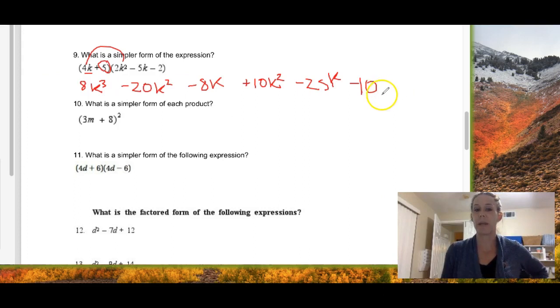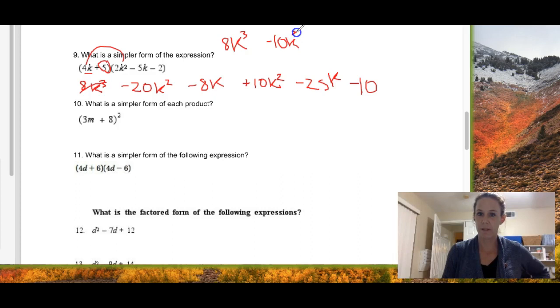Now I need to just combine my like terms. I have a k cubed, but I don't have any other k cubes. So I'm going to write 8k cubed up here. That's my only k cubed. Done with that one. I have negative 20, I have a k squared here and a k squared here. These are like terms. Negative 20k squared and 10k squared make negative 10k squared.